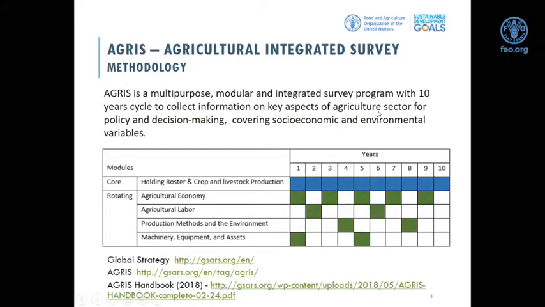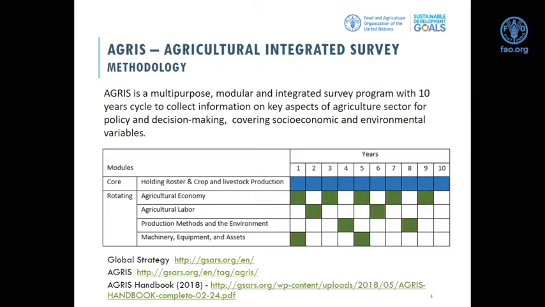So in this design, we have the link for the global strategy where you can find much information, but also the link for the handbook on AGRIS and all the materials produced, like the standard questionnaires, electronic learning courses, and many other materials on AGRIS.